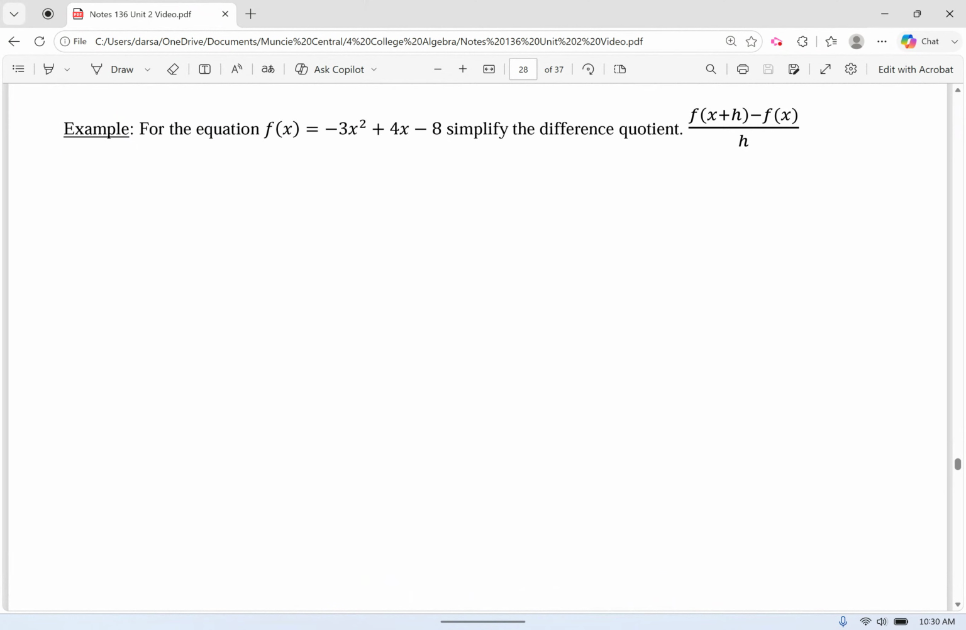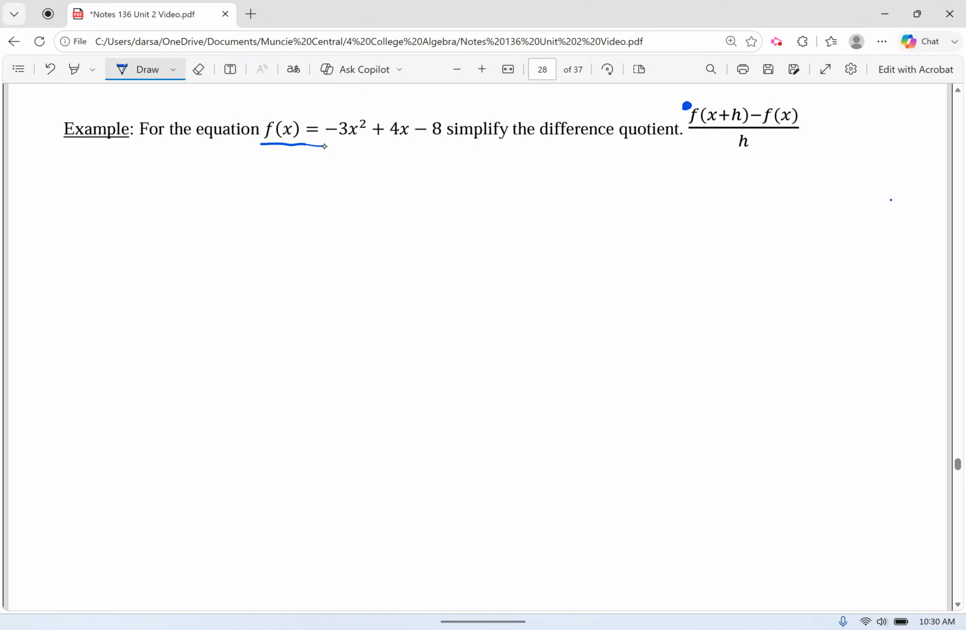Let's try another one of these problems. So remember, we're going to think of the start of this in three parts. So we're going to start with f of x plus h, where our f of x is negative 3x squared plus 4x minus 8. So f of x plus h means take out the x's and put in an x plus h squared. So instead of negative 3x squared, we have negative 3 times (x plus h) squared. And then take out the x and put in the x plus h. And then we still have the minus 8. So that's the f of x plus h part.